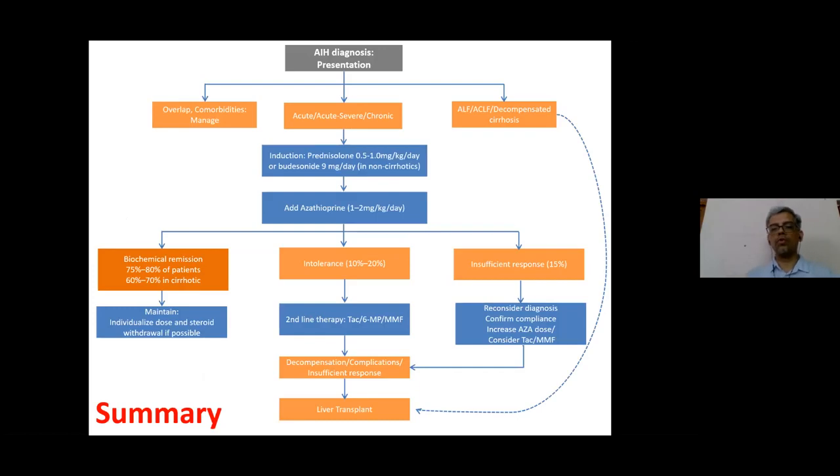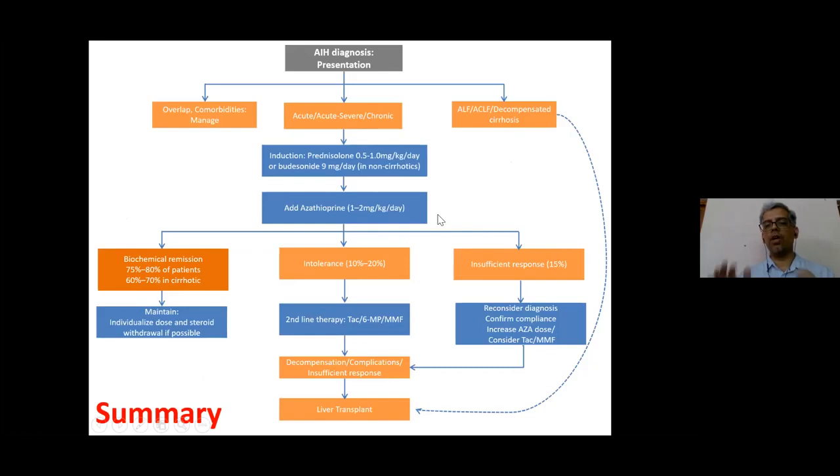So to summarize, when you see a patient with autoimmune hepatitis, the first thing is to look at the clinical presentation. If a patient has an overlap or comorbidities, manage them along with the autoimmune hepatitis, all these factors together. If your patient has ALF, ACLF, or decompensated cirrhosis, think about considering a liver transplant early. You can consider immunosuppression in a select group of patients, keep them under close follow-up, and think about liver transplant as a good option.